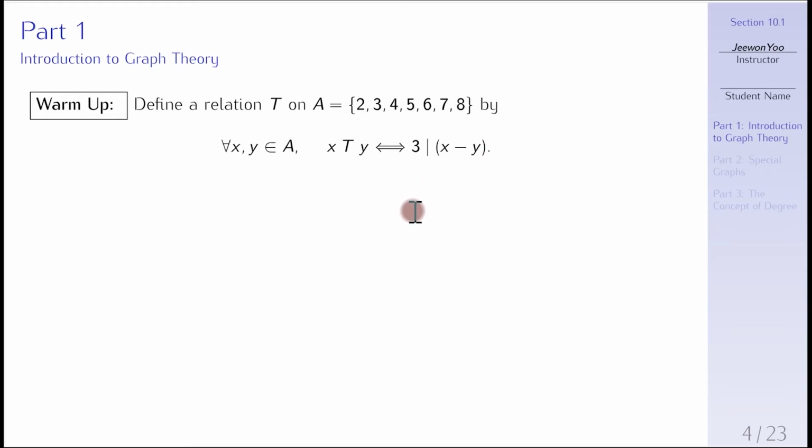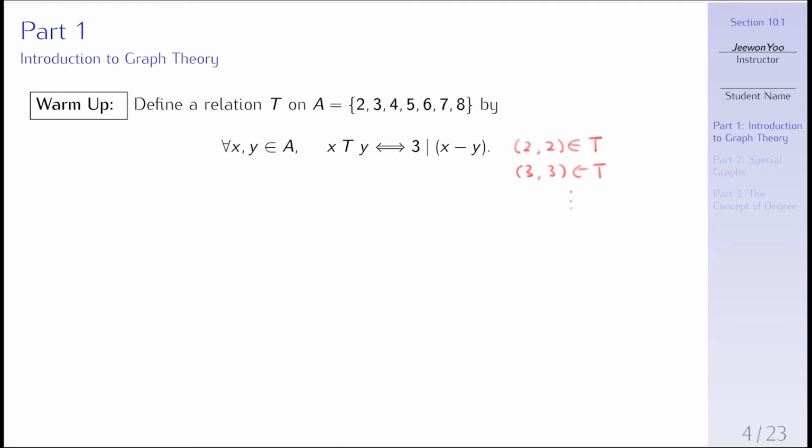For example, 2, comma 2 is in T. The reason is, think about this everyone. If you choose the x coordinate to be 2 and the y coordinate to be 2, 2 minus 2 is 0. Do you agree? So 3 divides 0 is a true statement. Therefore, this ordered pair is in the set T. Similarly, 3 comma 3 is in T and so on.